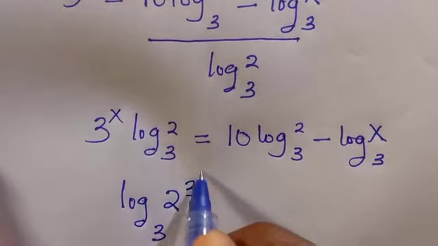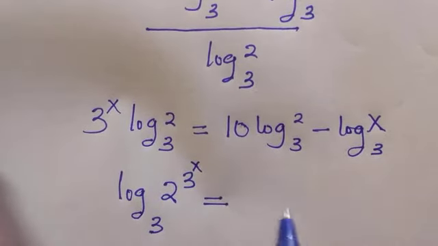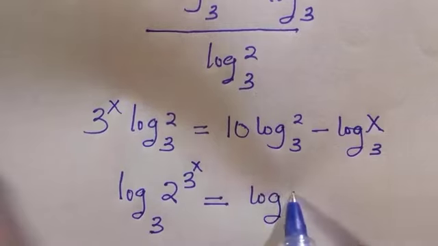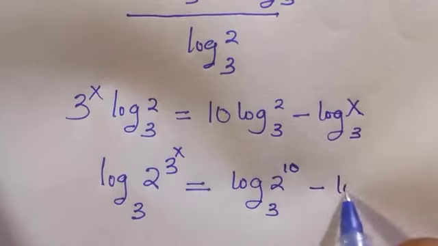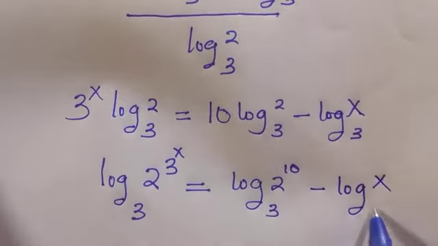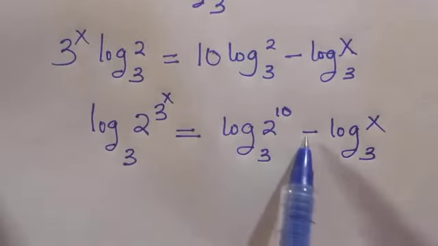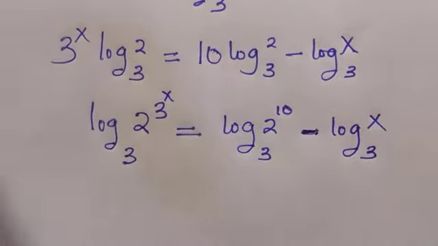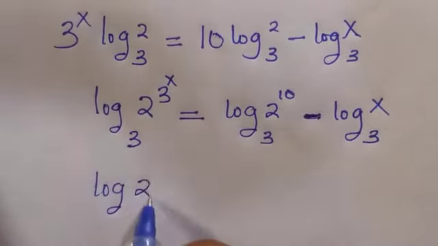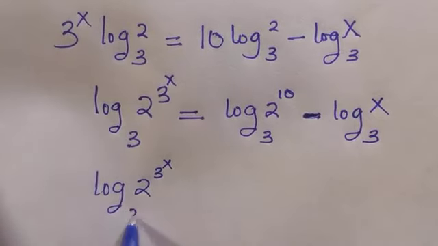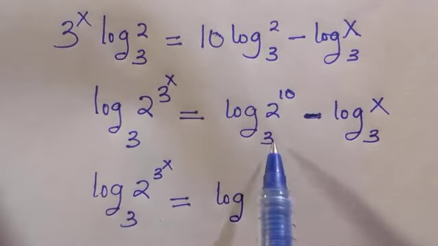Then we have 2 raised to the power of 3 raised to the power x equals, and by applying the same thing here, 10 comes to the power of 2, then we have 2 raised to the power 10, log base 3, minus log x base 3. So the next thing we are going to do here is, here is a negative, which follows the division law of indices. So which means we are going to have this as 2 to the power of 3 raised to the power x, log base 3, equals, and both of them are having the same base.